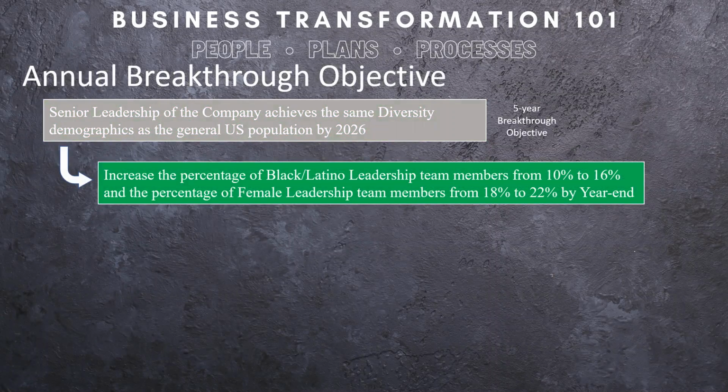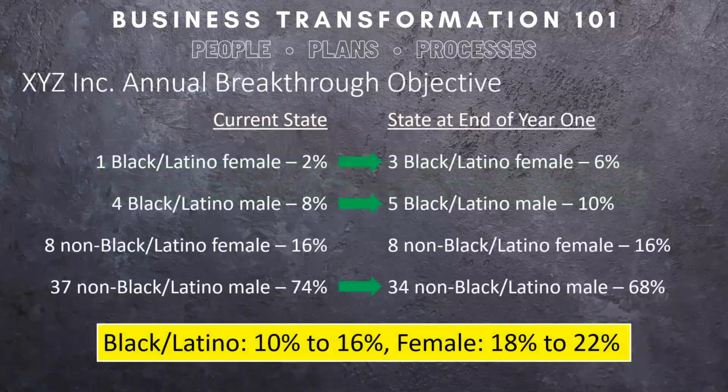During year one, several processes will need to be improved or created to support the 5-year trajectory. So the team elects to set the annual strategic breakthrough objective as: increase the percentage of Black Latino leadership team members from 10% to 16%, and the percentage of female leadership team members from 18 to 22% by year end. This objective will require moving at least 3 positions to diverse individuals as shown here.